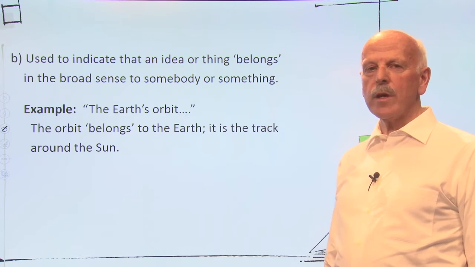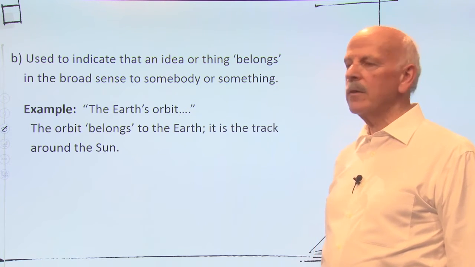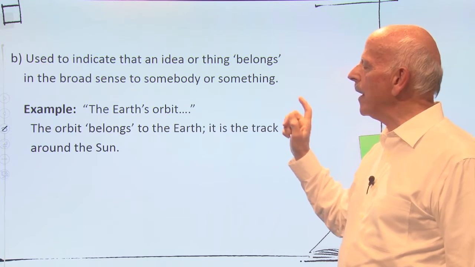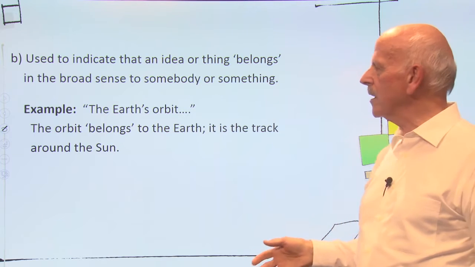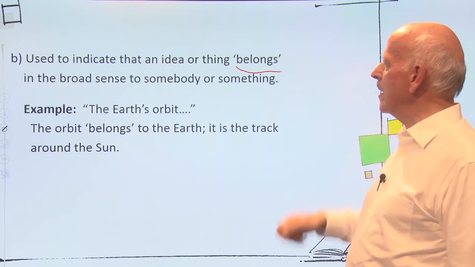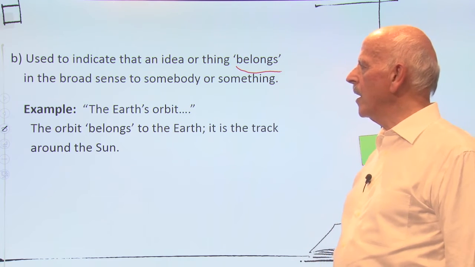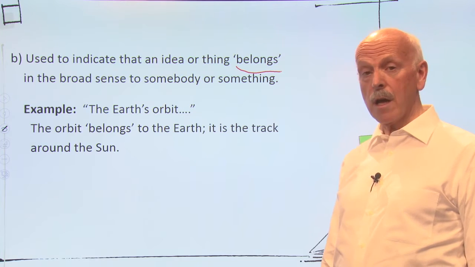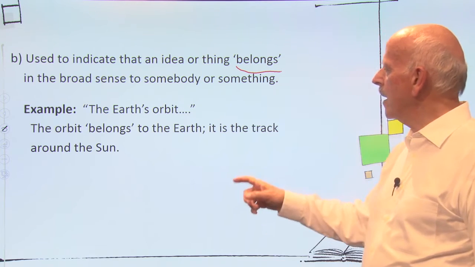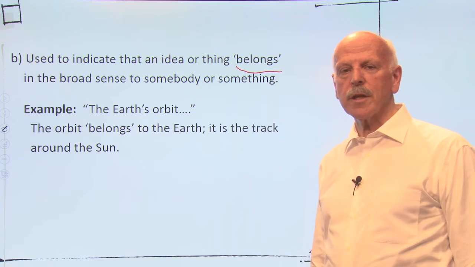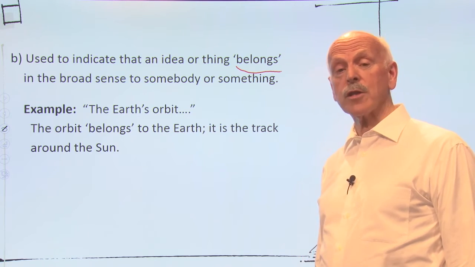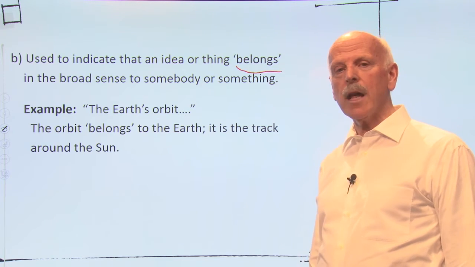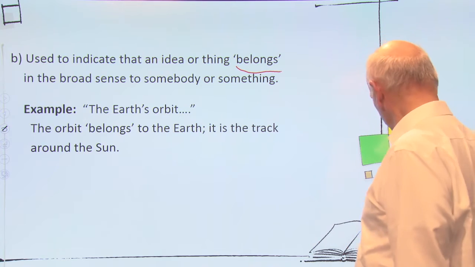The main way in which we use the apostrophe in scientific writing is to indicate an idea or thing that belongs, in a broad sense, to somebody or something. So in this example, the Earth's orbit. The orbit belongs to planet Earth. And we can think of other examples. Watson and Crick's paper. Watson and Crick's paper belongs to Watson and Crick.